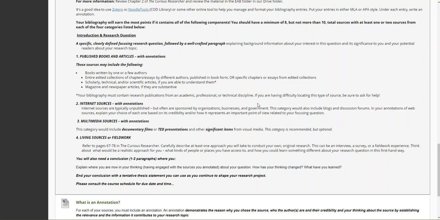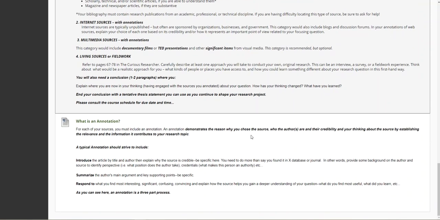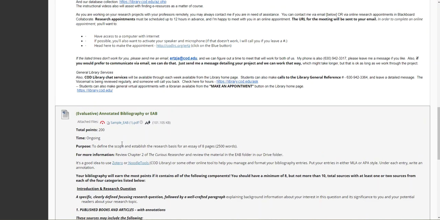All right. You will also need a conclusion paragraph where you explain where you are now in your thinking, having engaged with sources you annotated about your question, right? And how has your thinking changed, right? So it's important for everyone to look at the assignment here, think about how you're going to attack this project. And I have what is an annotation. So I'll cover this more in the lecture video. You'll want to read through that.